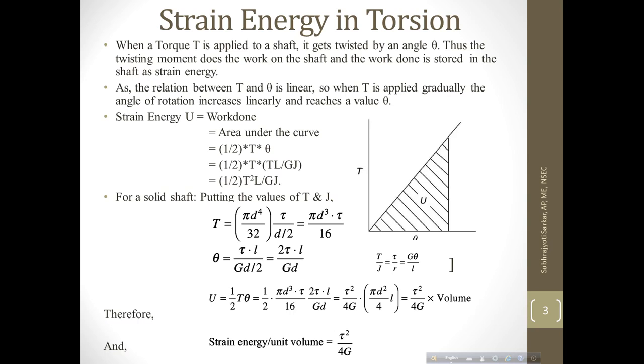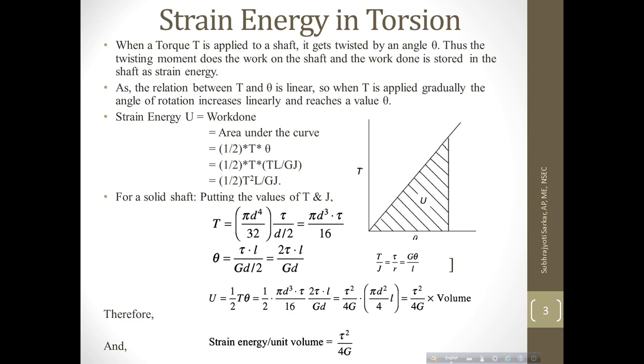Directly, you can find the strain energy by computing the work done, that is, the area of the right angle triangle subtended by the T theta curve. So it is how much? Half into base into height, that is half into T into theta. From the equation we know theta equals TL by GJ, so it is half into T square L by GJ.